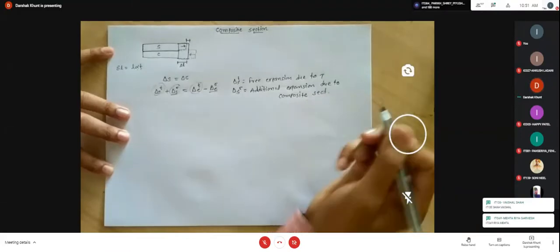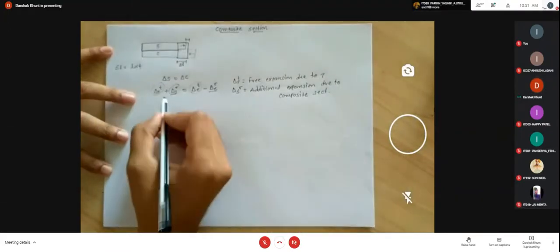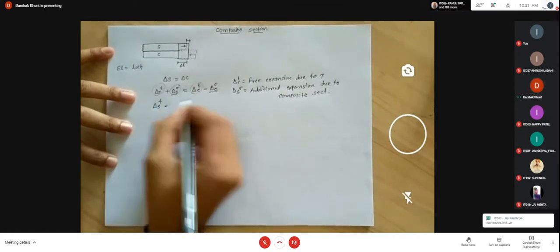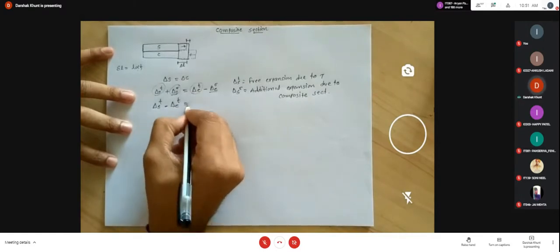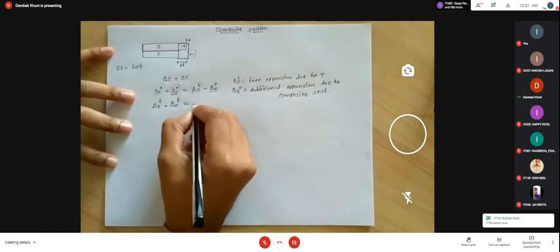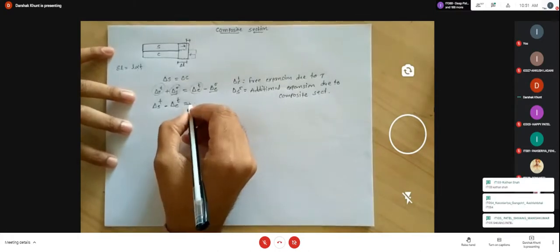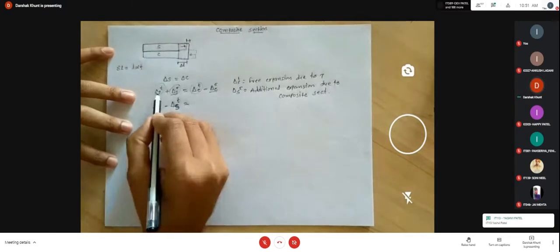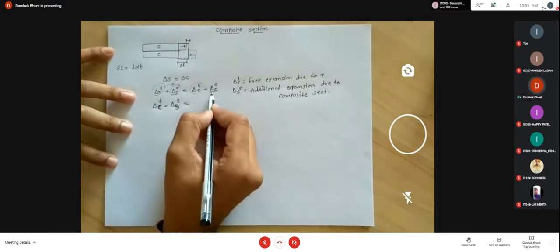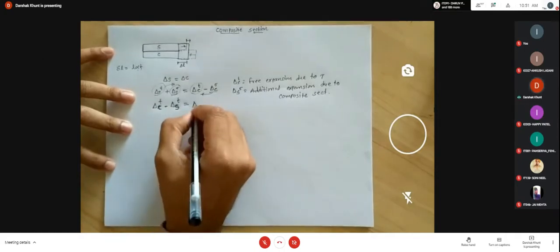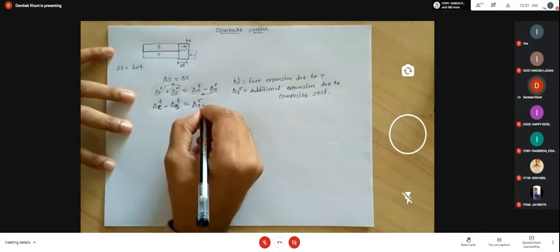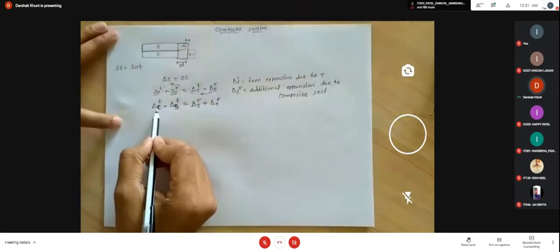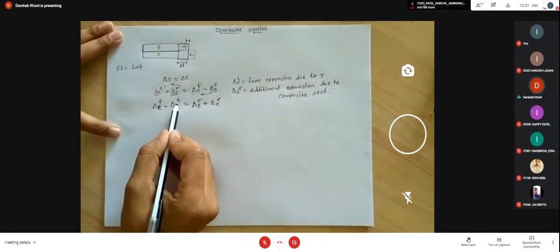Now if we write these equations: the change in the copper due to temperature minus the change in the steel due to temperature, moved to the right side, is equal to the change in the steel due to the composite section plus the change in the copper due to the composite section, on the left side.